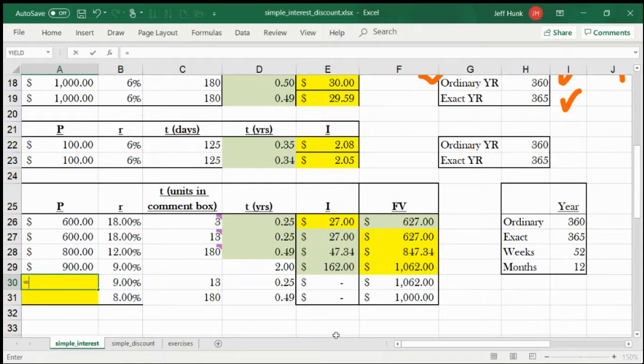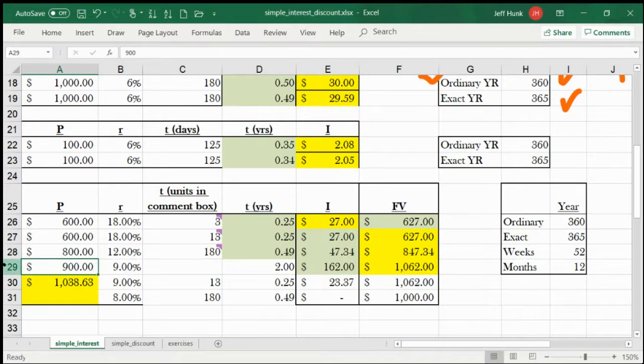Again, it's simply future value divided by, open parenthesis, 1 plus interest rate times t. But what is t? Is this t? No, this is t, right? That is, time has to be always in years, right? Hit enter. Don't expect $900 this time because it's not the same setup.